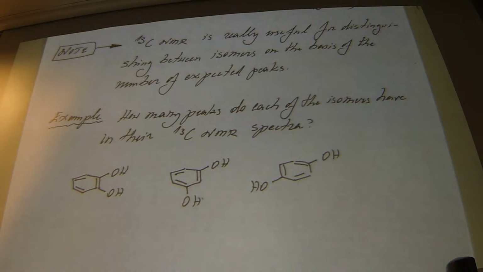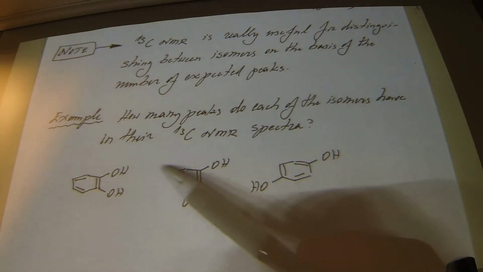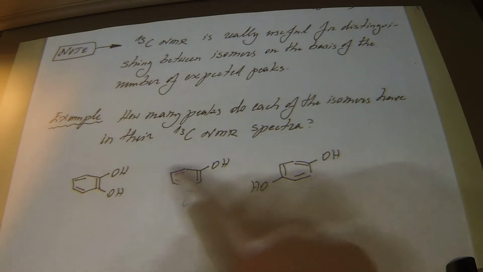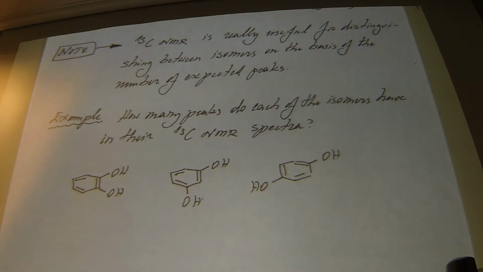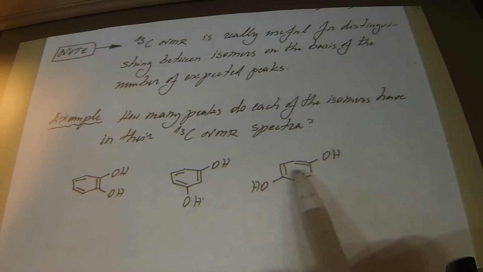Okay, so now tell me how many you expect for this one. Think. Remember that the symmetry runs right through there. 4. 1, 2, 3, 4. How about for this one? Think. I heard it, 2. So these are identical, these are identical, right? You only see 2 peaks for this one, 4 and 3.